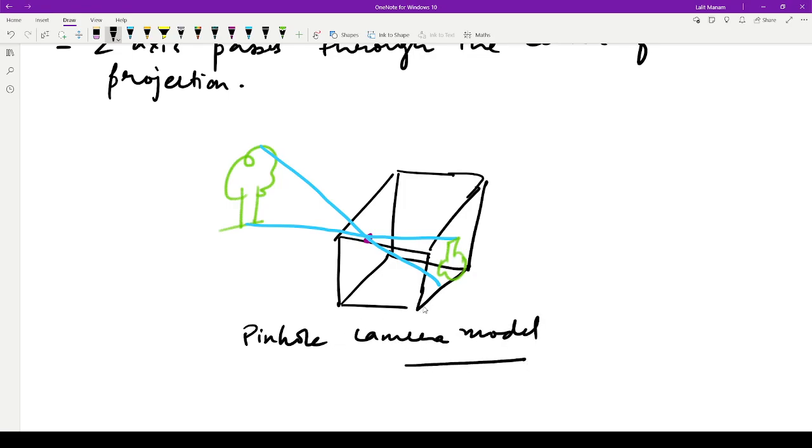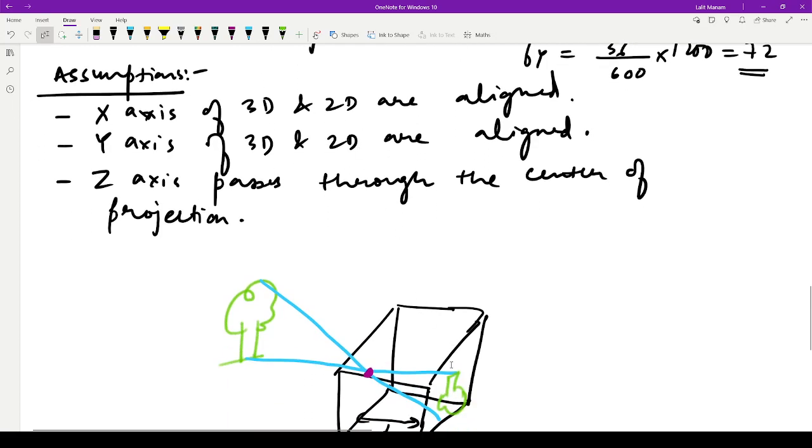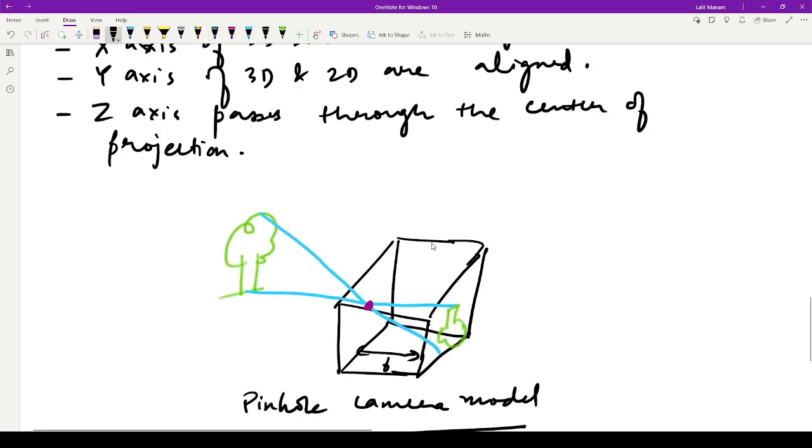One of the things we can relate here with lenses: here there is no lens, right? Given this model, you can easily see that this distance is f, and assuming our three coordinate systems look like this, with the x-axis and y-axis aligned to the image plane axes and the z-axis passing through the center of projection, we'll again get the same equation.